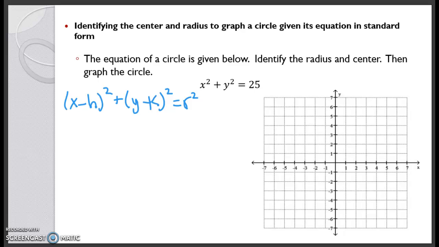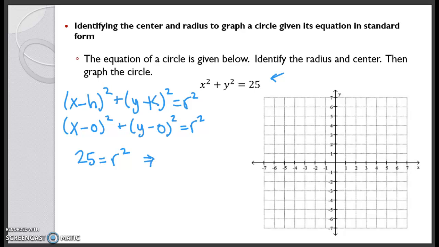However, this equation, we just have x minus 0 plus y minus 0 squared equals r squared. And what's anything minus 0? Well, it's just anything. So this equation is in standard form, where 25 equals r squared. Okay, so that means r, we take the square root of both sides, r equals 5.